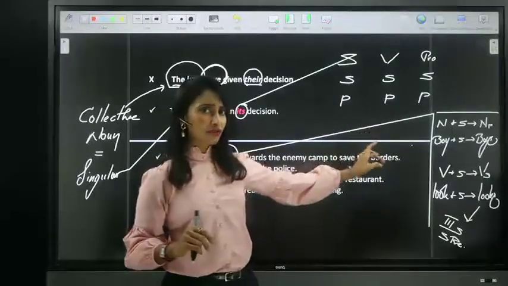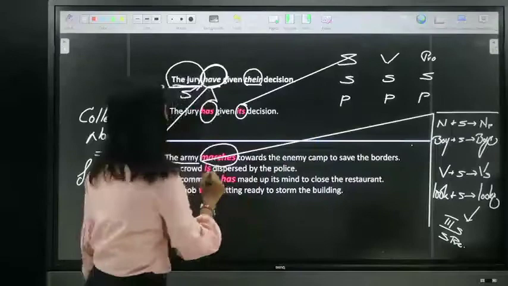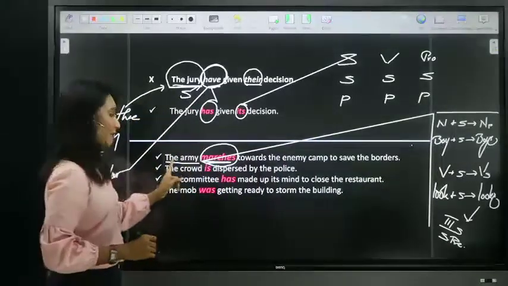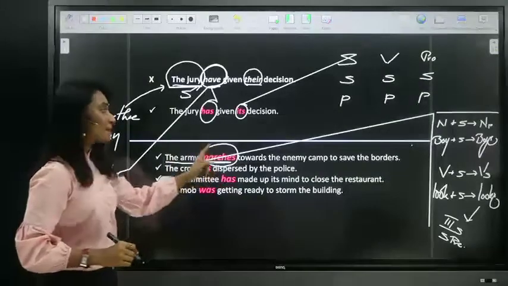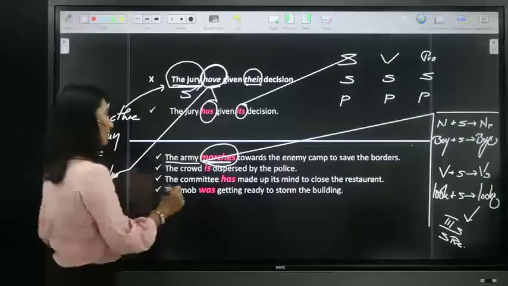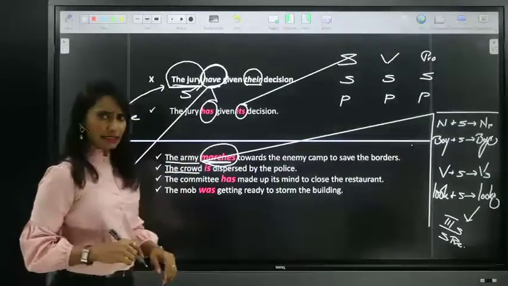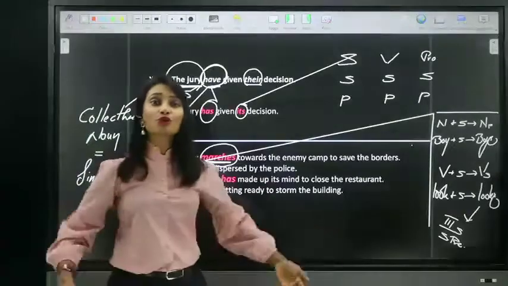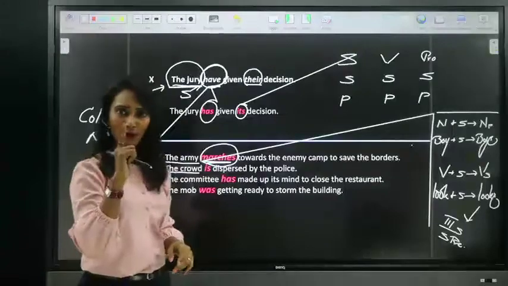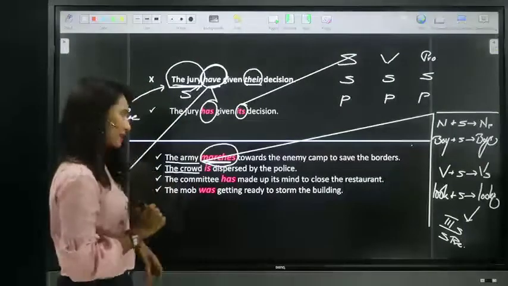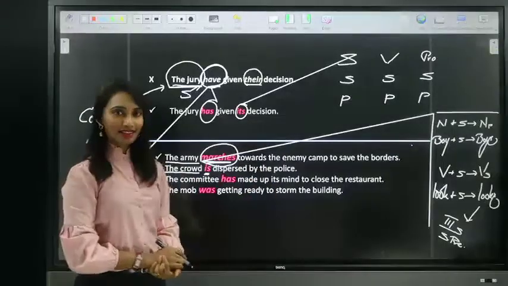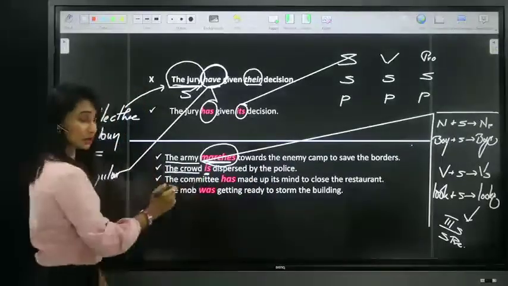So if you add s to a verb, the verb becomes singular. That means here marches is a singular verb. Army is singular. So the army marches towards the enemy camp to save the borders. Now look at this one. The crowd. We discussed yesterday. Crowd is a group of people. It's a collective noun, right? So the crowd, a group of people, a collective noun, is always singular. So is dispersed by the police. So the crowd is, because it is singular.